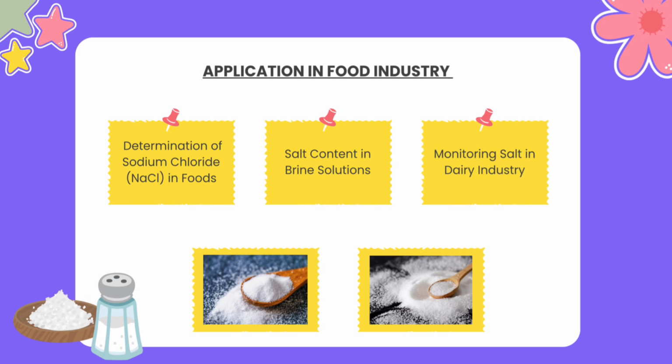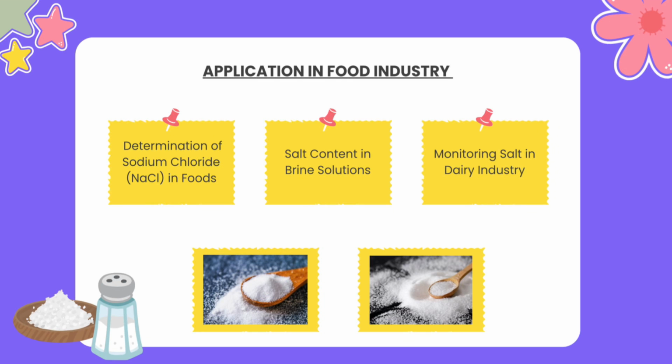Application in food analysis. First, determination of sodium chloride and HCl in food. This is the most common application of Mohr titration in food analysis. Foods analyzed include processed meat, cheese and dairy products, pickled food, snack food such as chips, and lastly canned soup and sauce.